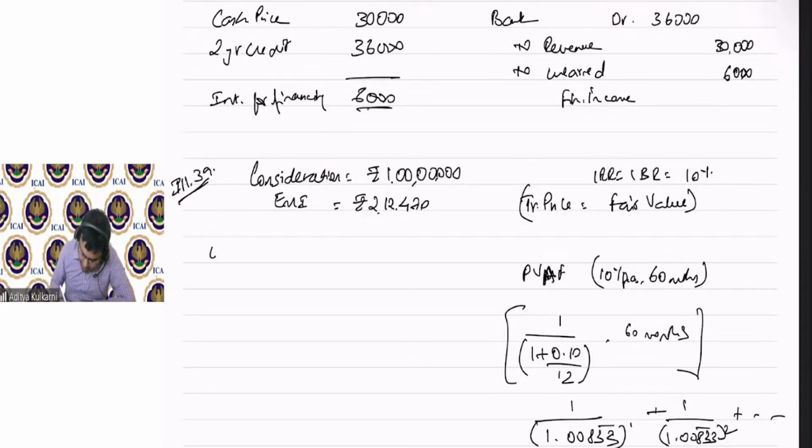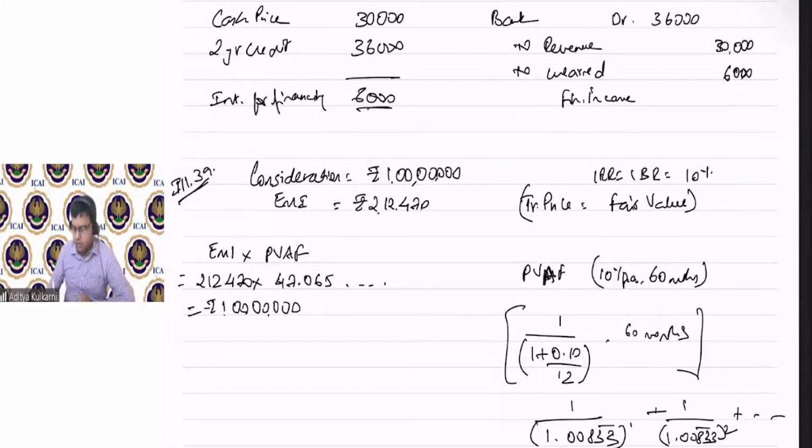So now, when you multiply your EMI into the present value annuity factor, 2 crore 12 lakhs 470 into 47.065, you are going to get 1 crore. You can either do this the long way, or you can make this assumption that since IRR equals IBR, the transaction price equals the fair value. It will be the same always.